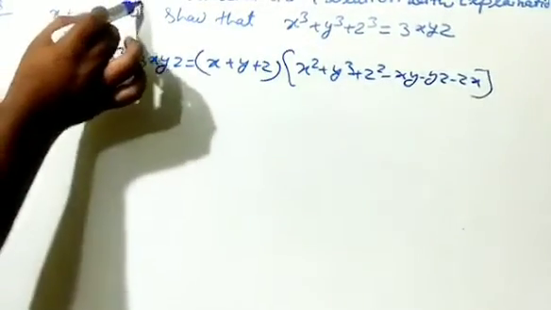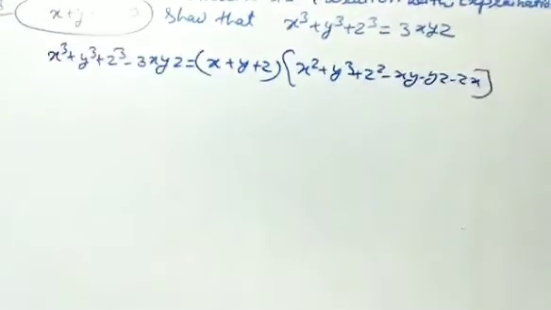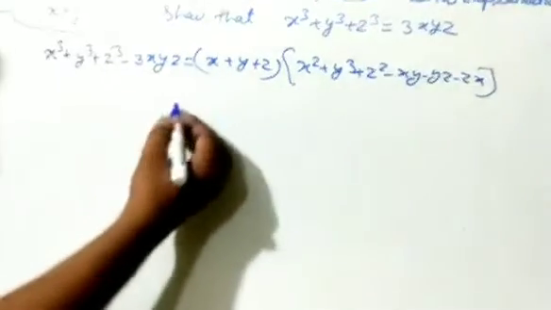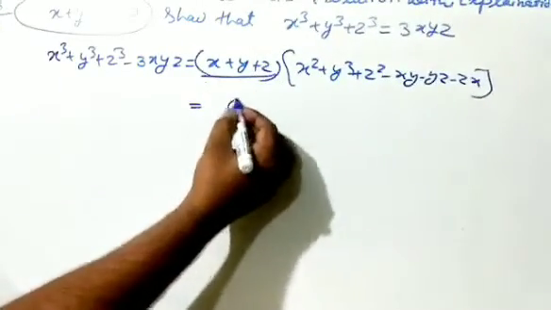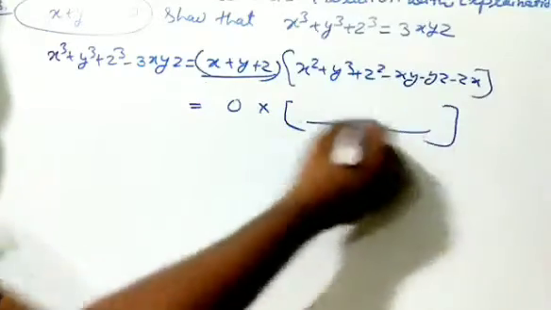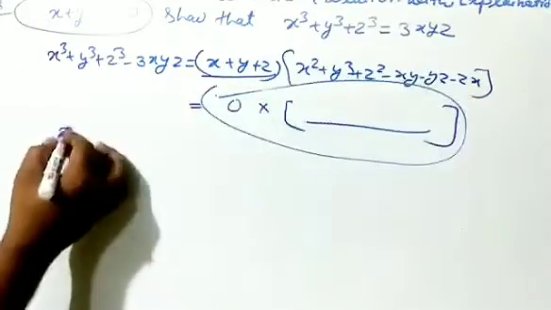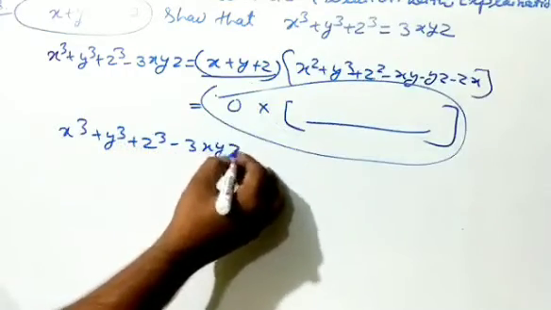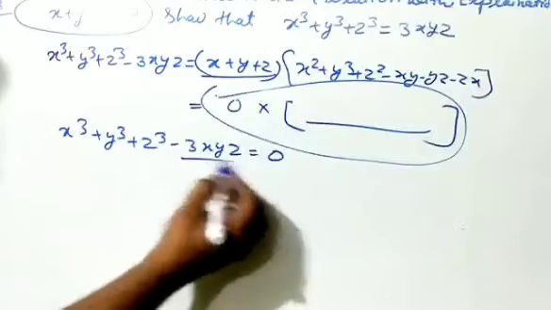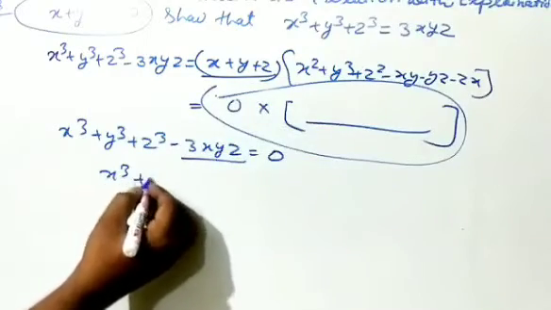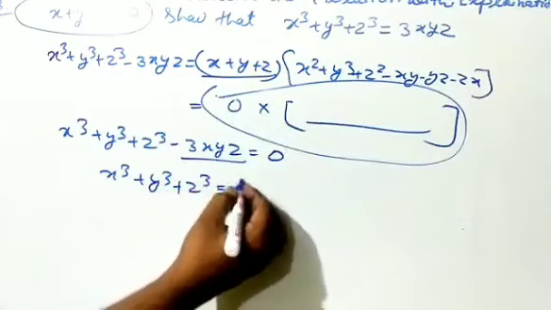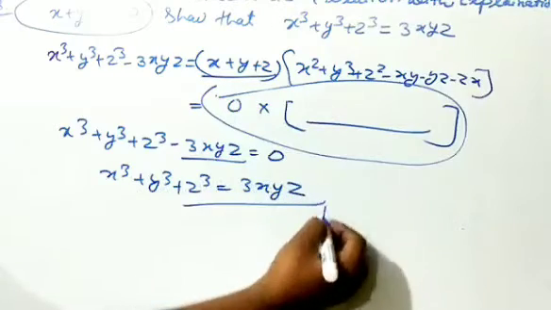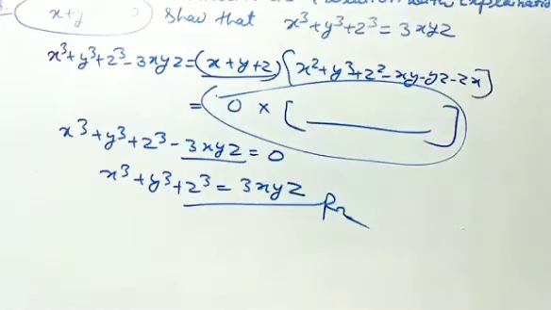And in the question we are given x plus y plus z equal to 0. So can we put 0? This portion will be 0, and multiplied by this portion, the whole thing will be 0. So we can write x cube plus y cube plus z cube minus 3xyz equal to 0. Moving this to the other side, x cube plus y cube plus z cube equals 3xyz. This is proved. Okay, come to the next question.